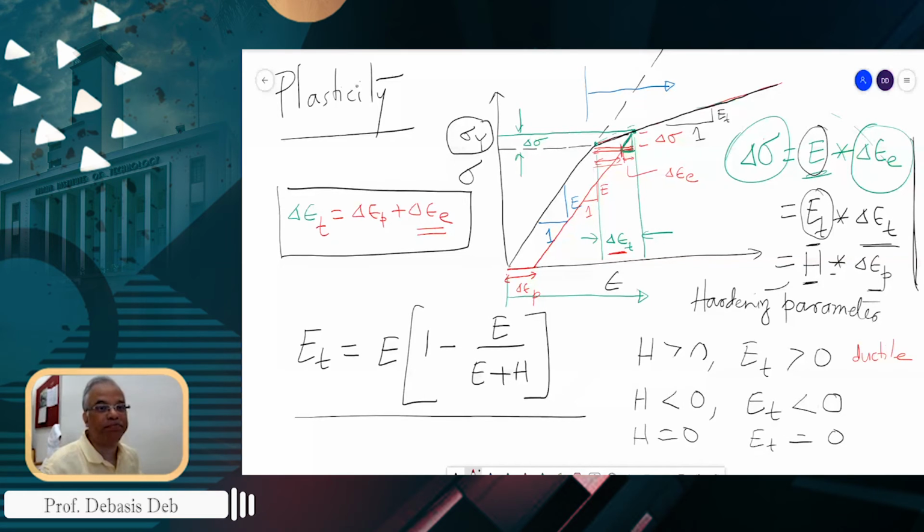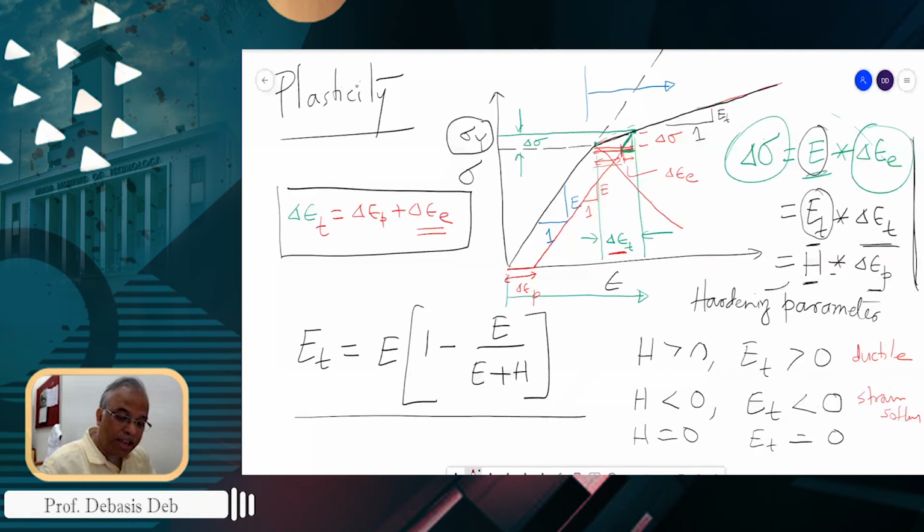Ductile. When H is greater than 0, you see the ET is greater than 0, it is going up. So it has a value. Now ET less than 0 means it is falling like this. So that is basically brittle or strain softening, we will write. This is strain softening.